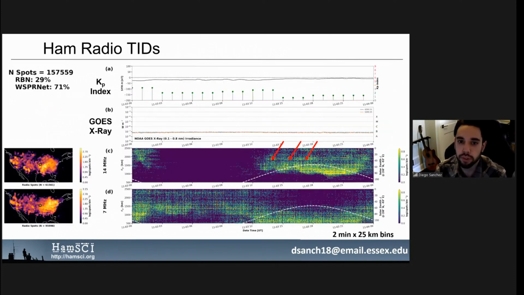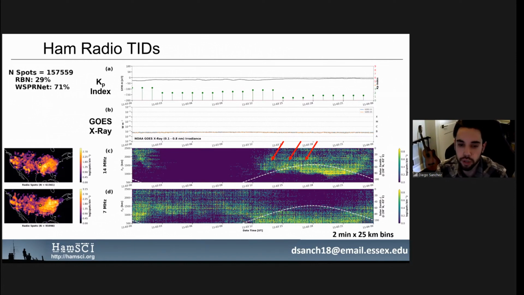So here we have the visualizations of RBN and WSPRNet data sources. Figure A shows geomagnetic activity through the Kp index. Figure B shows solar activity taken from both the GOES 13 and 15 satellites. These two figures are used to help identify other factors, such as geomagnetic storms or solar flares, that could be causing disturbances in our histograms other than a TID.